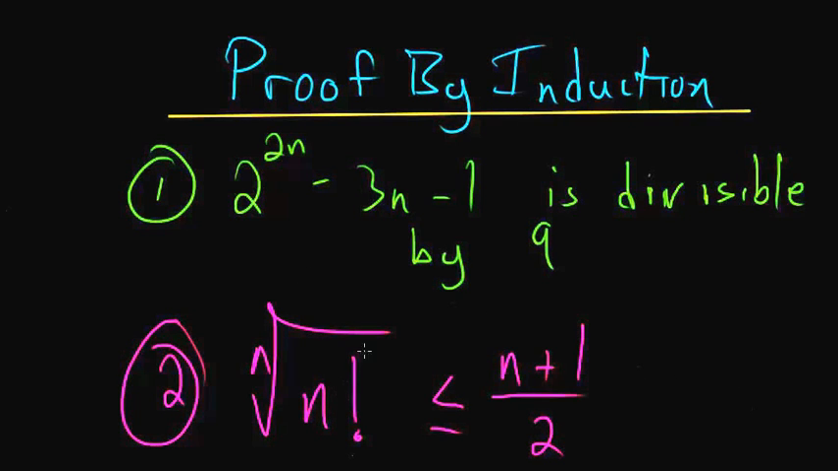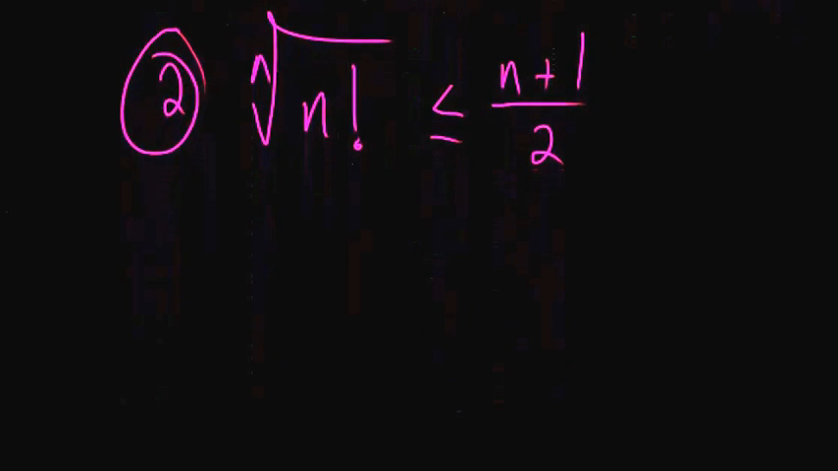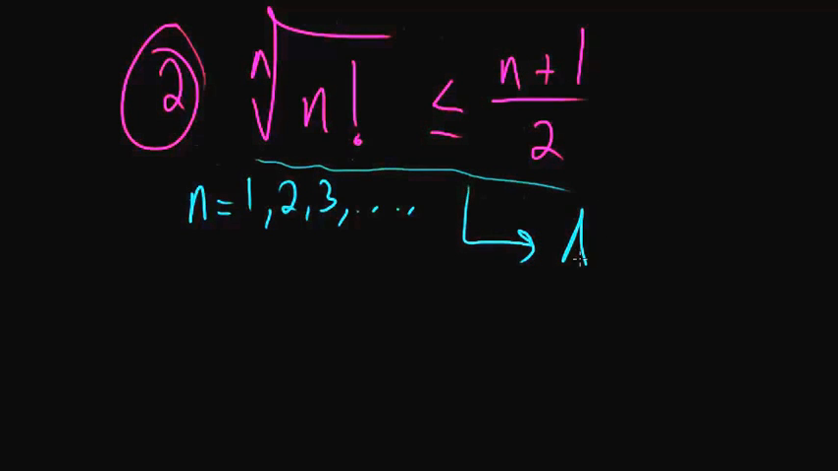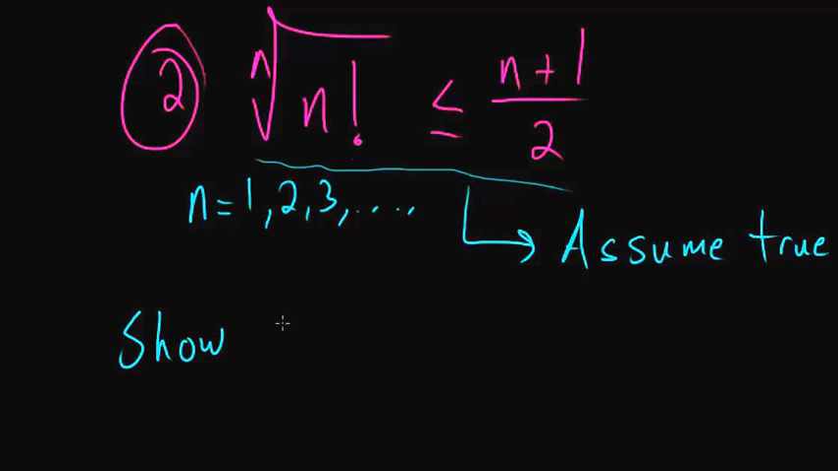In this video, I'm going to prove that this second equation here is true by using induction. To do this, we can check that for n equals 1, 2, 3, and so on, the nth root of n factorial is indeed less than or equal to n plus 1 over 2. To prove it by induction, I'm going to assume that this is true.